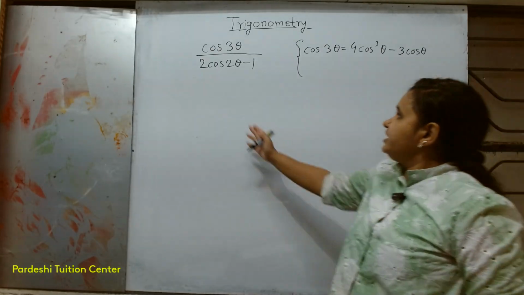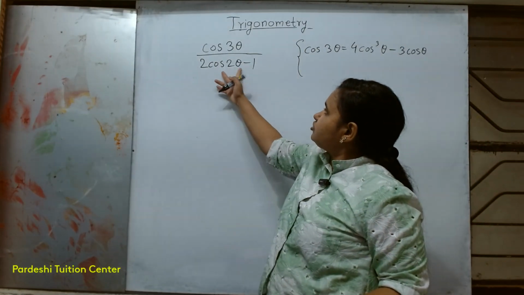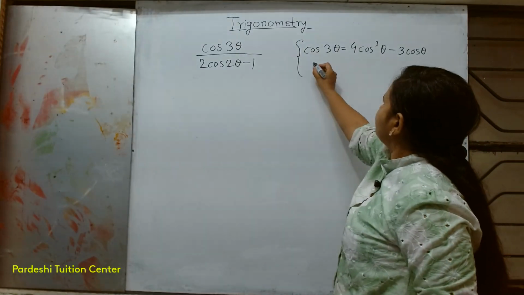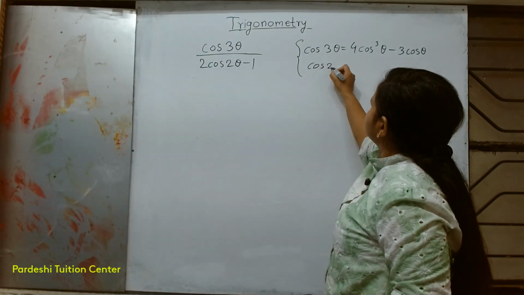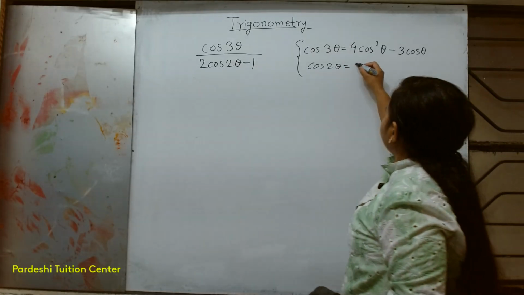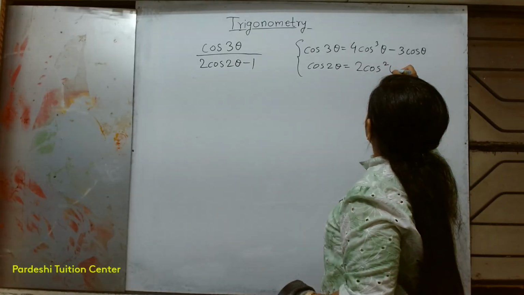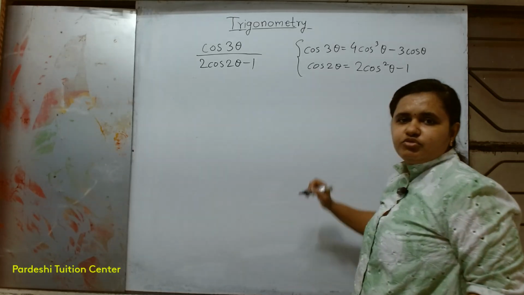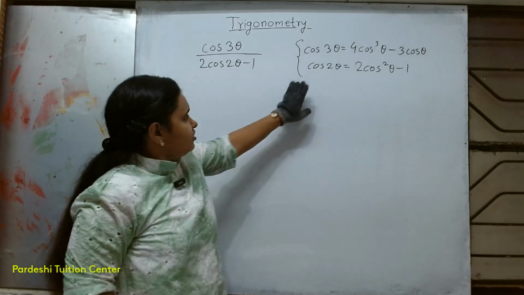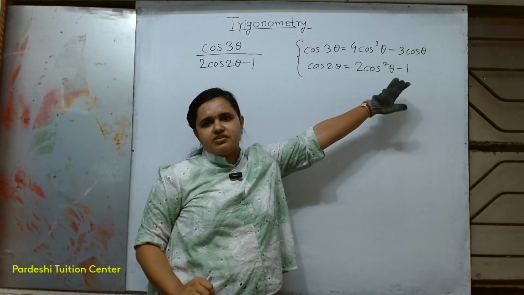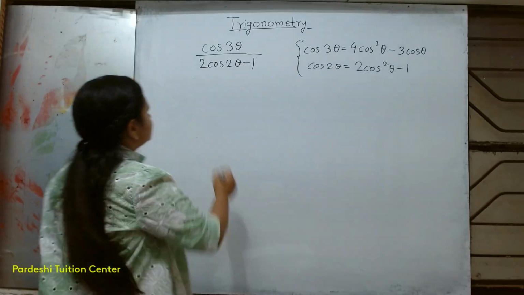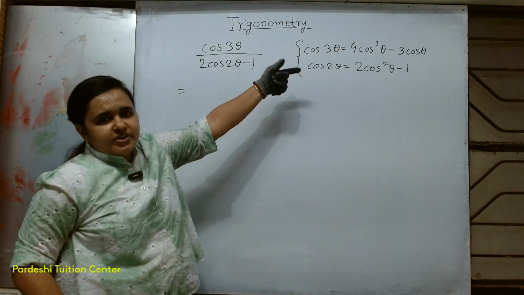Now here also it is given cos 2 theta. We can write the formula for cos 2 theta. Formula for cos 2 theta was 2 cos square theta minus 1. We have written all the formulas, do learn it. Cos 2 theta is 2 cos square theta minus 1, and cos 3 theta is 4 cos cube theta minus 3 cos theta. So again we will put in the values.